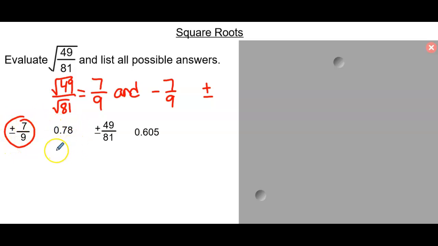If this had said 0.7 repeating with a plus or minus sign in front of it, then that would have also been correct. That's not what it said. It rounded it and it only gave the positive answer.